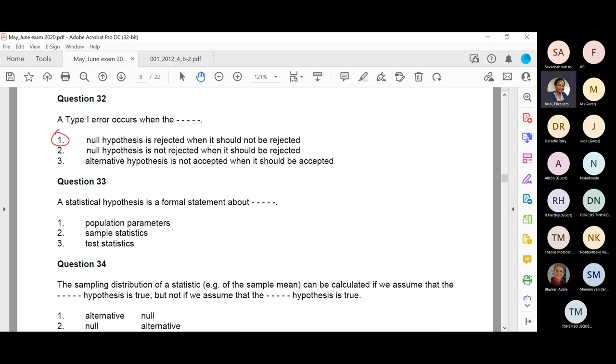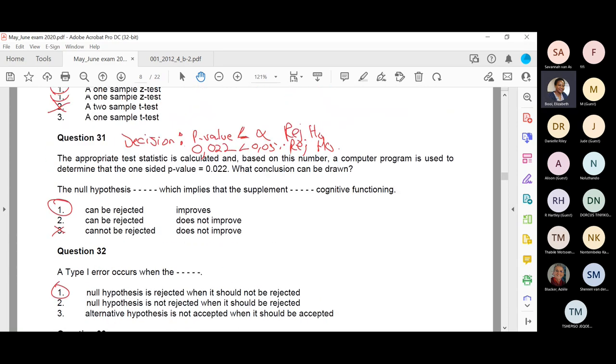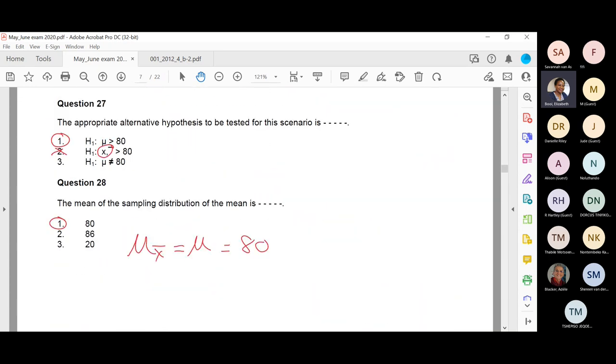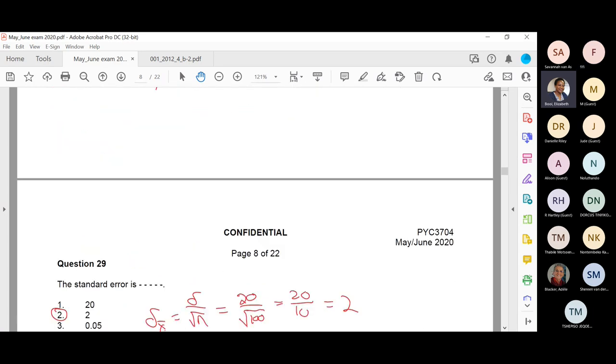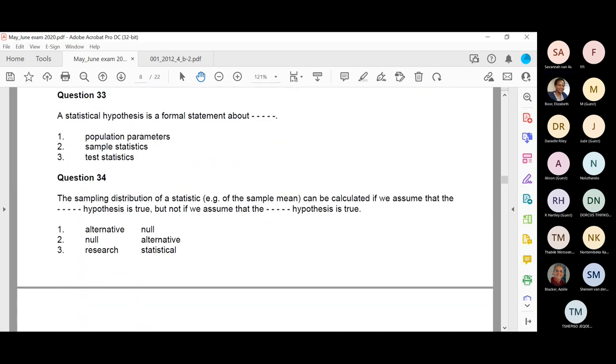Question 33. A statistical hypothesis is a formal statement about, and we did this when we were stating the null hypothesis, right? I made comment about it, right? So pay close attention to things that you've heard before. A statistical hypothesis is a formal statement about, number one, population parameters, statistics. Two, sample statistics, three, test statistics. One, two, or three? Number one.